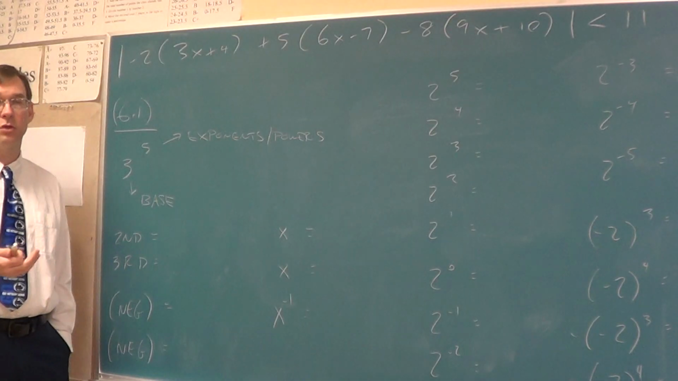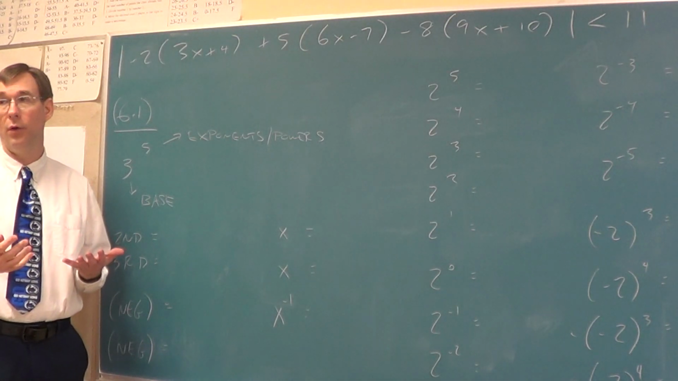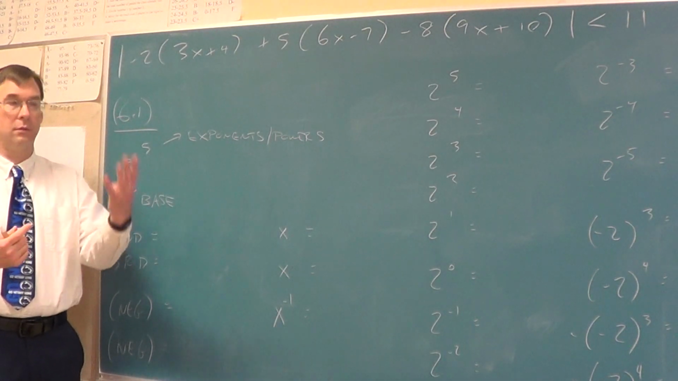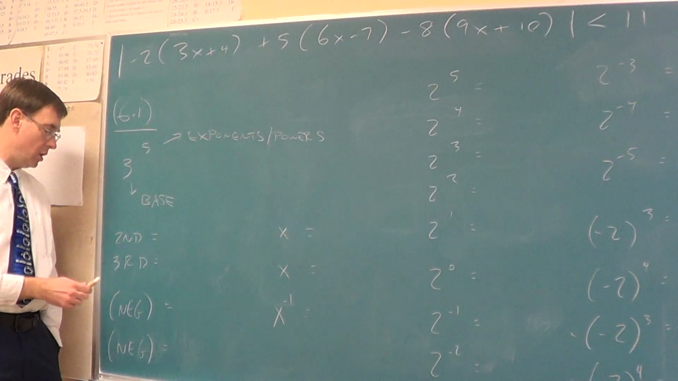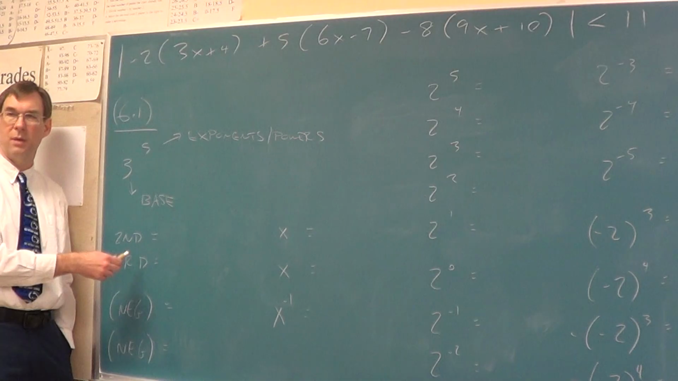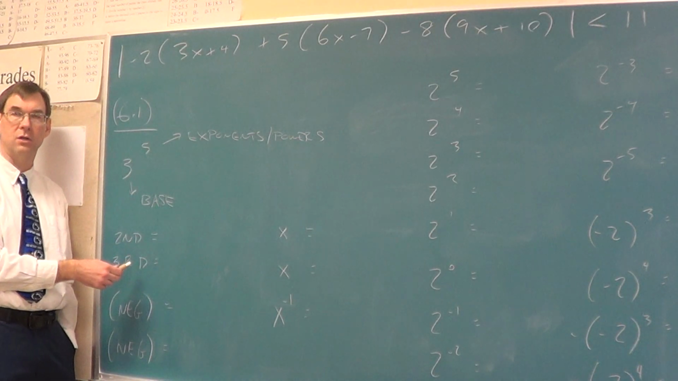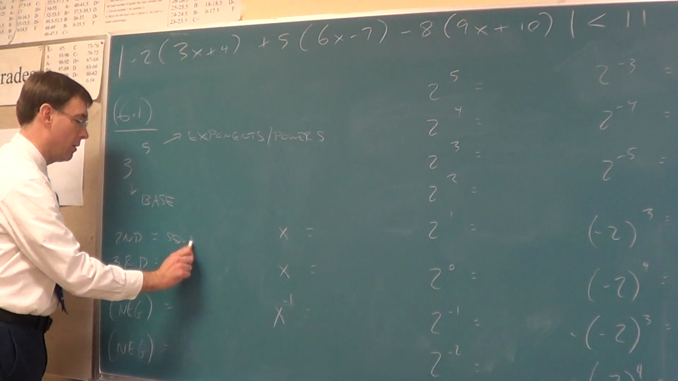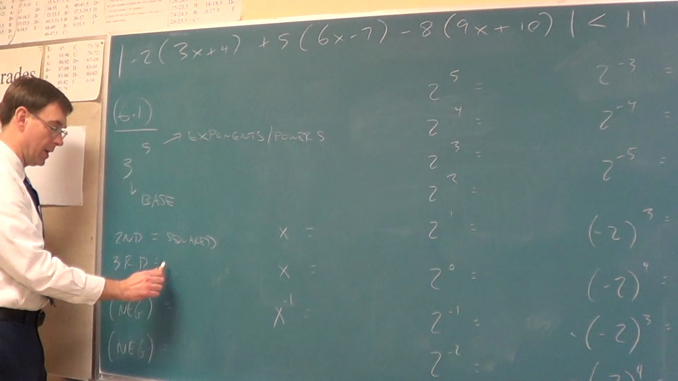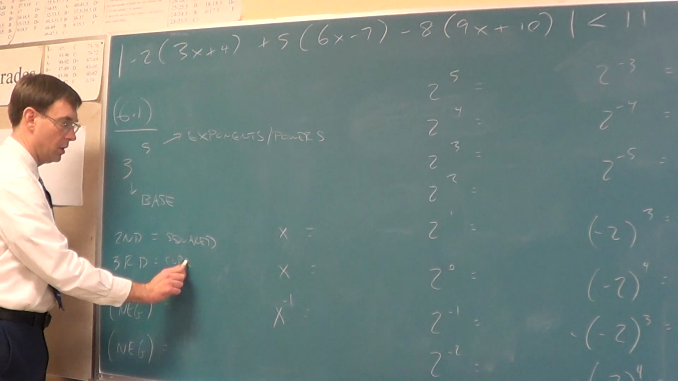3 to the 5th, we should remember, means that we want to do 3 times 3 times 3 times 3 times 3, and just do out that math. Vivian mentioned squared and cubed. Which one is which? The 2 is called being squared. The 3 is called being cubed.